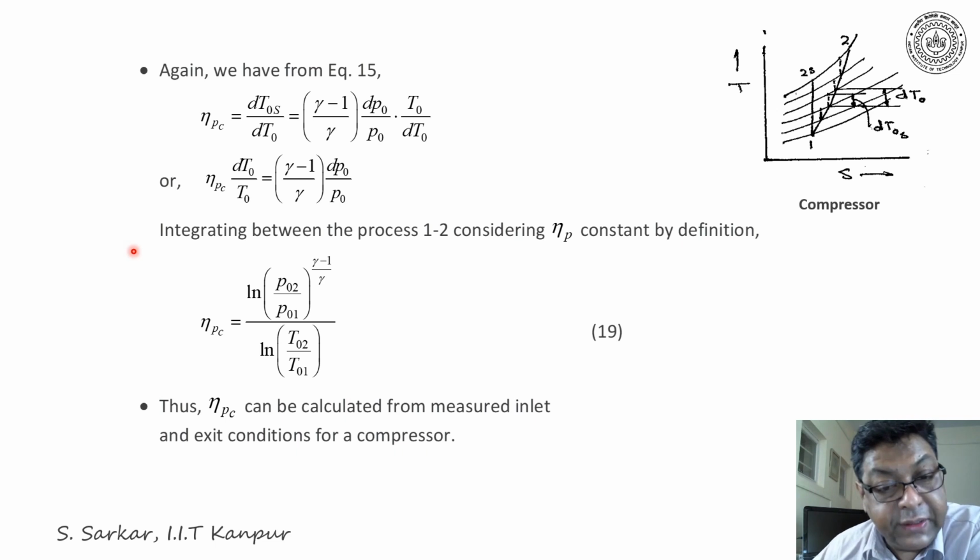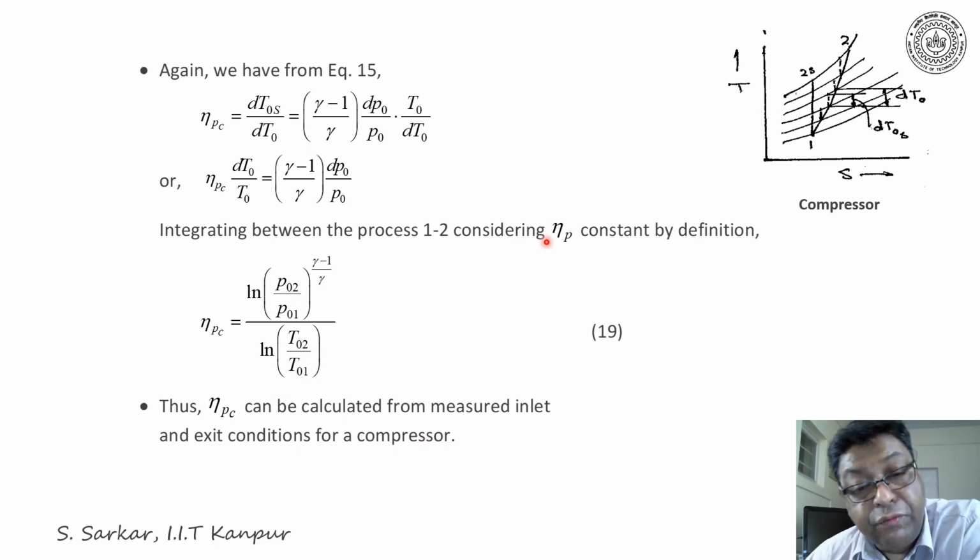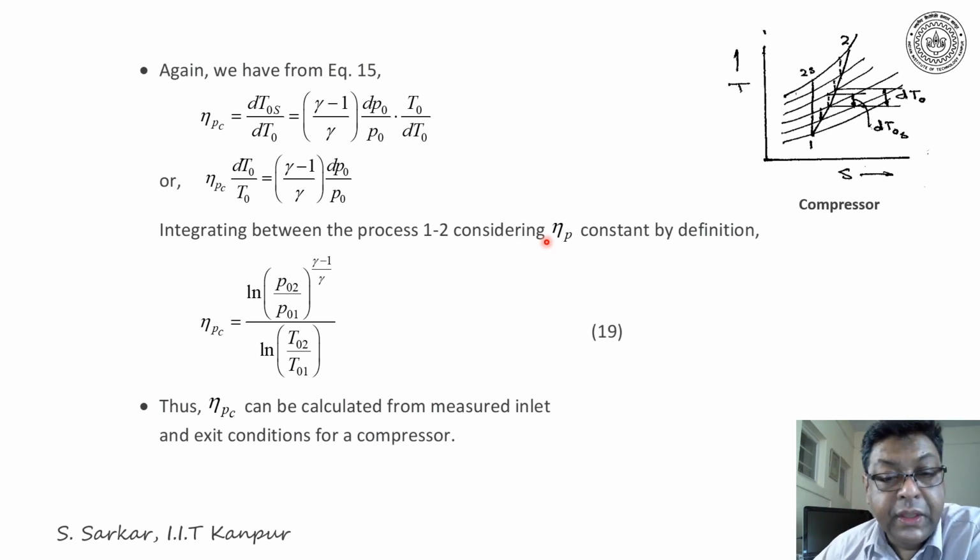Thus, we can write eta PC is equal to ln (P02 by P01) to the power (gamma minus 1) by gamma, divided by ln (T02 by T01). Thus, for a measured pressure ratio or temperature ratio, I can evaluate the value of polytropic efficiency eta PC.